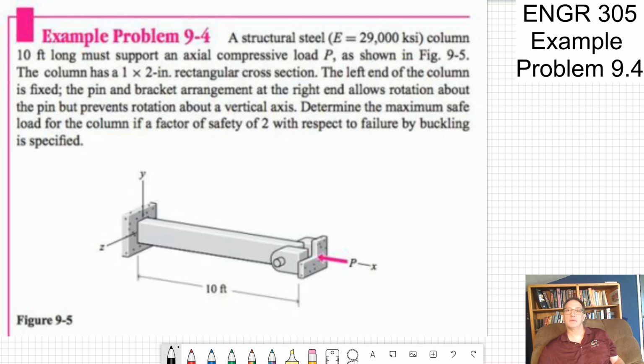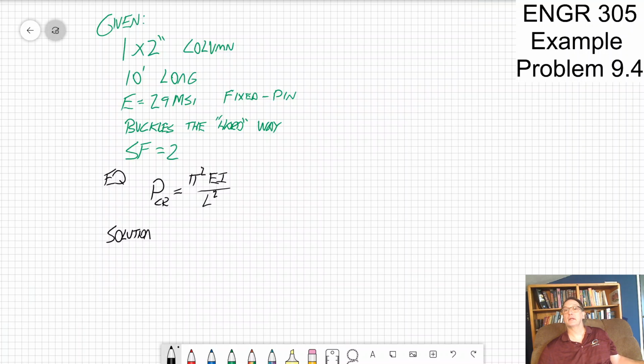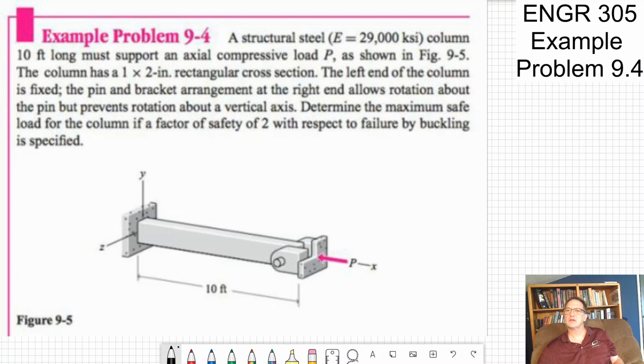It's 10 feet long, must support an axial compressive load. Axial compressive. Okay. As shown in figure 9.5, got the figure attached. The column has a 1x2 rectangular cross section. That's important, 1x2. So important that I wrote it down. The left end is fixed, and it's pinned on the other end, and that will prevent rotation about a vertical axis.